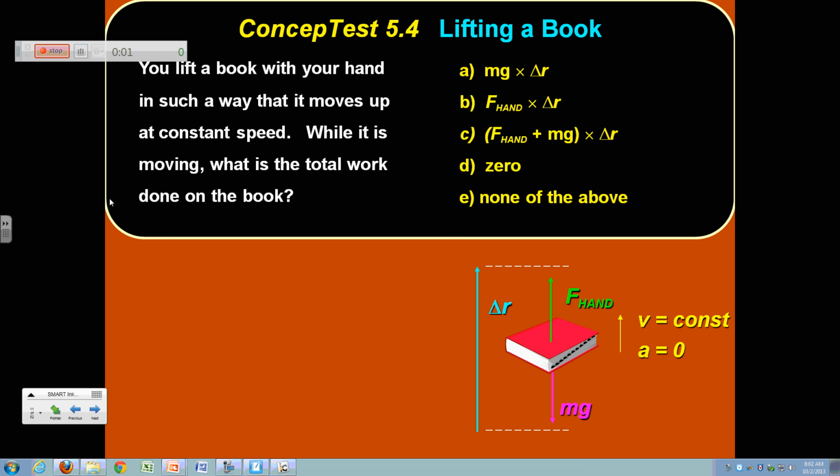All right, you lift a book with your hand in such a way that it moves up at constant speed. While it is moving, what is the total work done on the book? The net work, if you will, which is the sum of all the works done by the forces. The answer's not F.